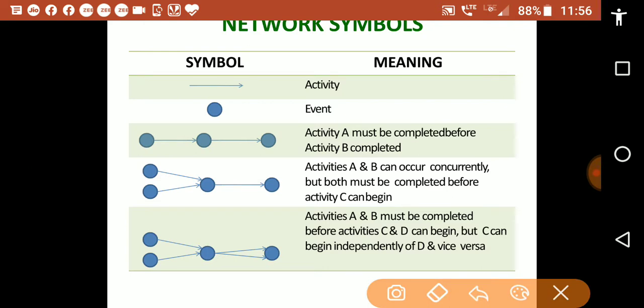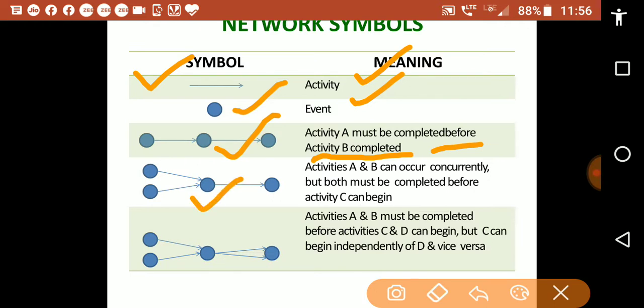This symbol represents the activity. This symbol represents the event. This symbol represents that activity A must be completed before activity B begins. This symbol represents that activities A and B can occur concurrently but must be completed before activity C can begin. This symbol represents that activities A and B must be completed before activities C and D can begin, but C can begin independently of D and vice versa.